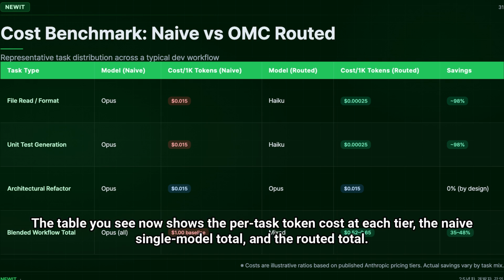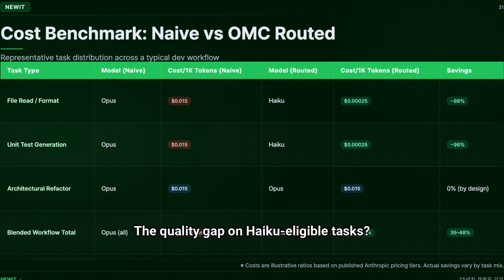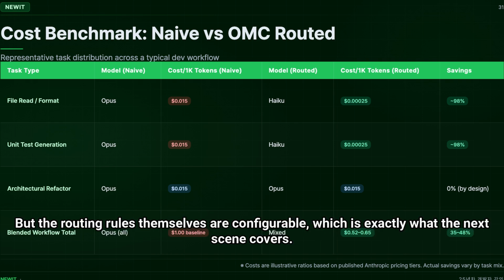The table you see now shows the per-task token cost at each tier, the naive single-model total, and the routed total. The result is consistent. Across benchmarks, routed usage runs 35 to 48% cheaper than naive single-model usage for the same output quality. The quality gap on Haiku-eligible tasks? Negligible, because those tasks do not need deep reasoning in the first place. But the routing rules themselves are configurable, which is exactly what the next scene covers.